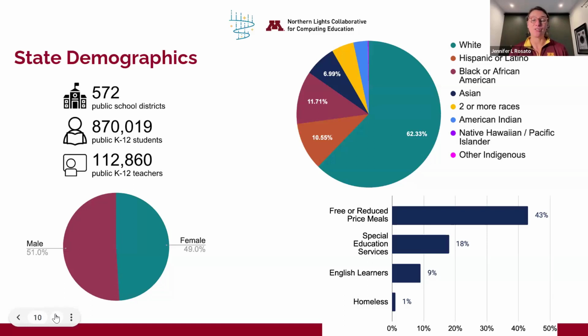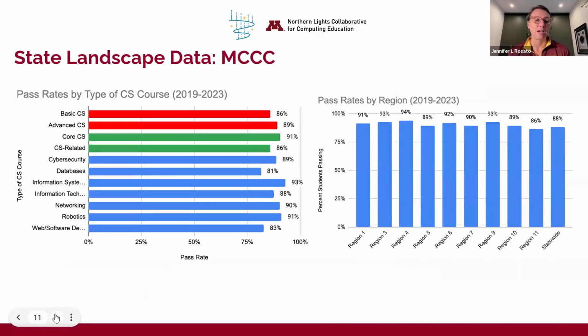Almost 1 in 10 students are learning English. And 1% of our students are homeless and don't have a home base to go to every day. So that gives you kind of a picture of where we're at. And then we hope that you can use your district's report card to establish where your district is at.